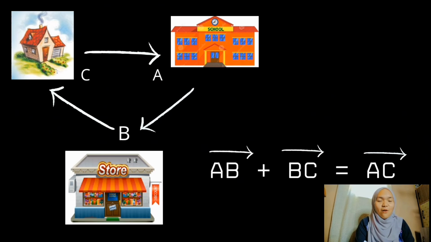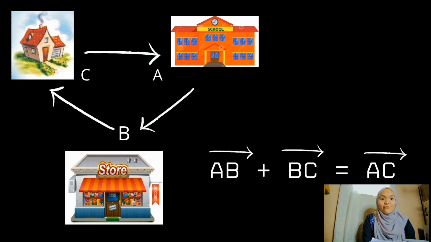I will explain about operation of vector. Point A is school, point B is store, point C is house. From point A to point B is a displacement vector AB. Then from B to point C is displacement vector BC. The resultant displacement is from A to C with a vector AC. The resulting displacement vector AC is called the sum of AB and BC.